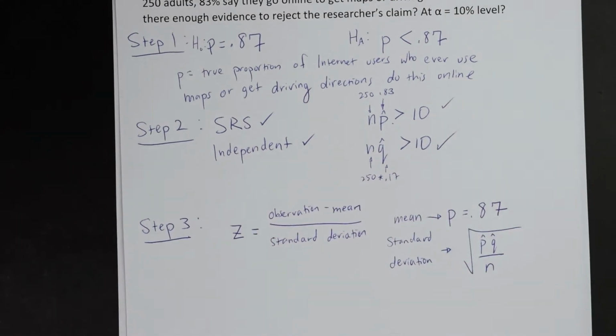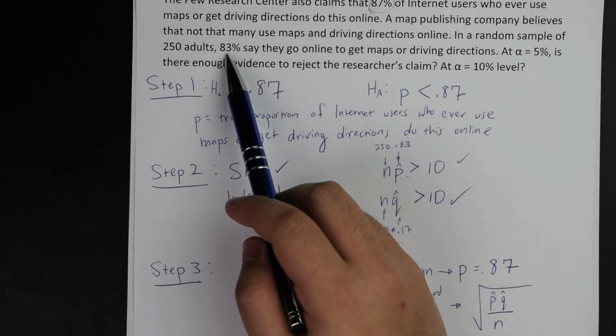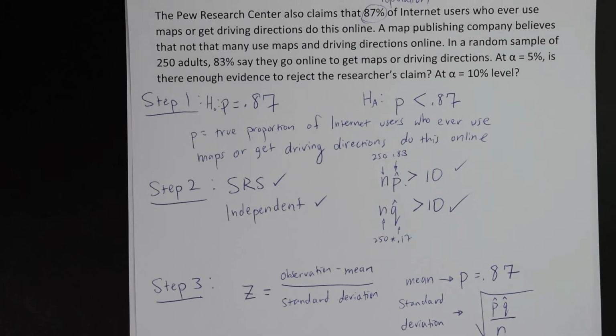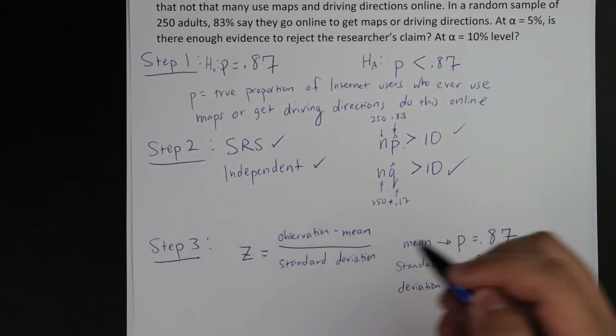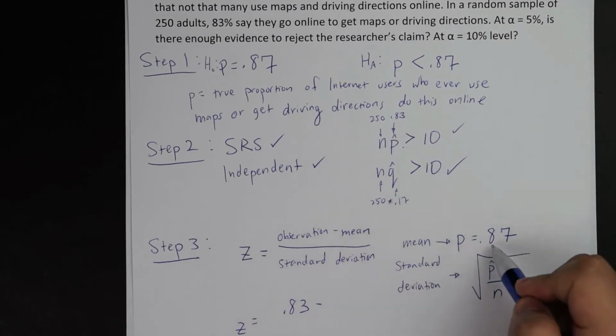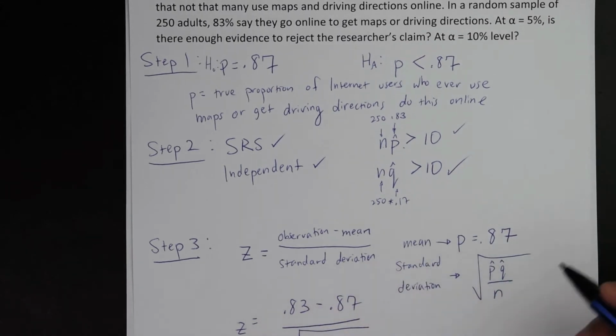I need to plug these specific values in. My observation is what is observed in this question, and what's observed in my question is this specific value. 0.83 is my observation because that's what I surveyed. I surveyed people and found out that's how many people actually believe this. So I'm going to put z equals 0.83 minus, well, I said my mean is going to be 0.87, over the square root of pq over n. So basically it's going to be my proportion values: 0.83 times 0.17 over 250.